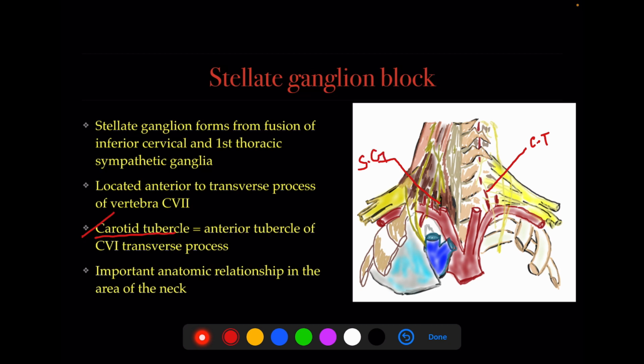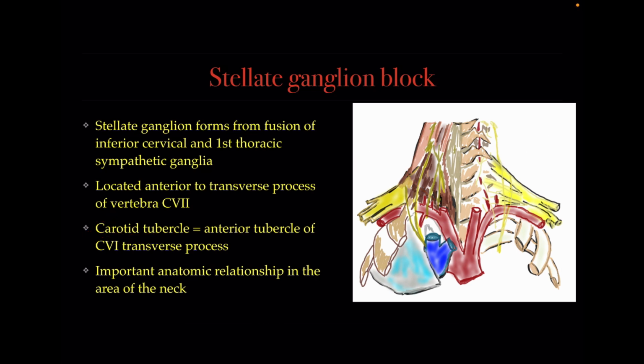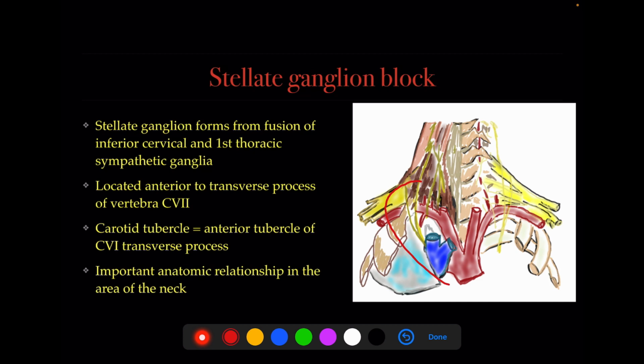It also has an anatomical relationship in the area of the neck. If you think about this area of the neck, from here to here, you can easily find the common carotid artery, internal jugular vein, and brachial plexus, which will help physicians in their surgical approach.